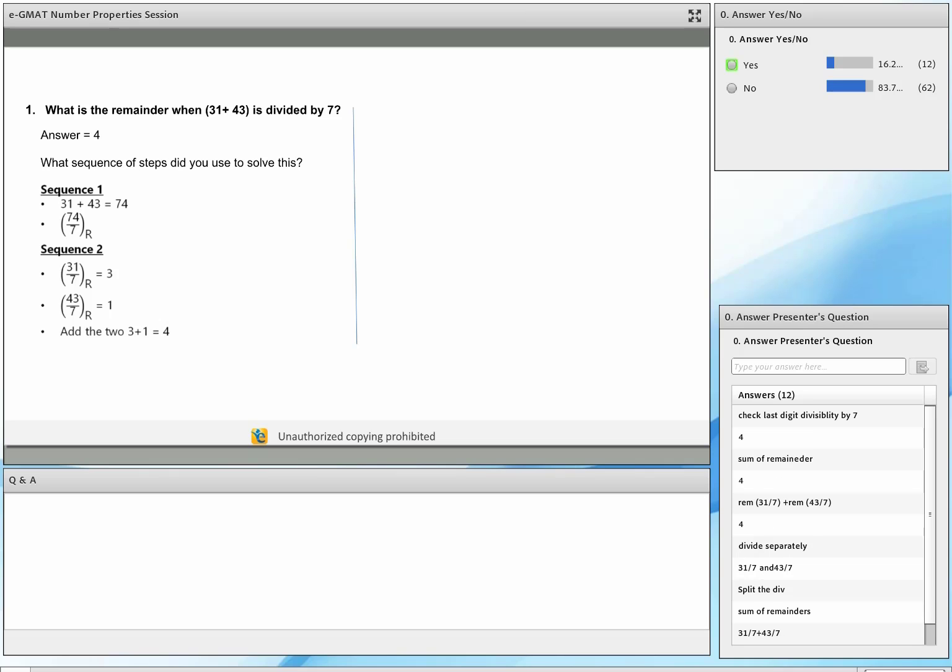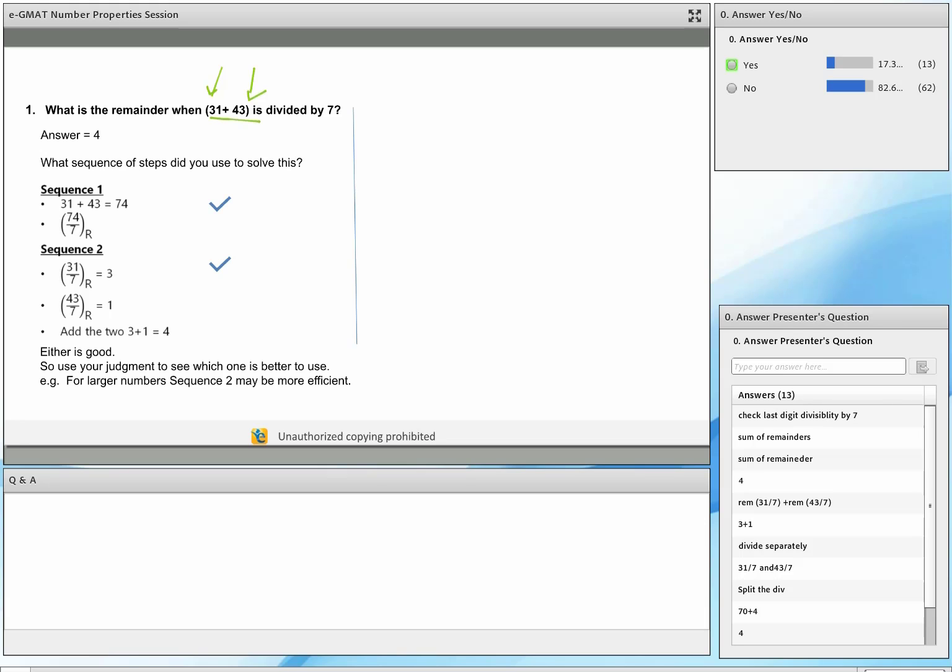Sequence number one is that you calculate the sum and then you divide by 7. There is another sequence that you could do. You could divide each of the individual numbers by 7 and add their remainders, and that's going to give you the remainder of the sum. Any one of these methods is absolutely fine.